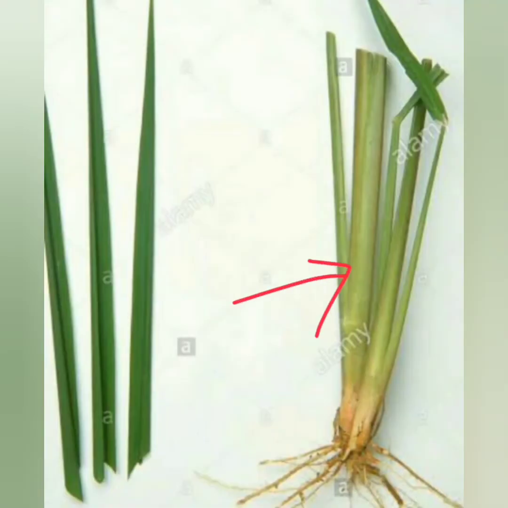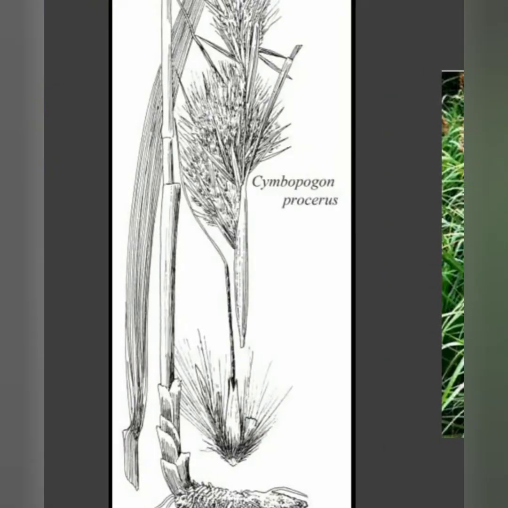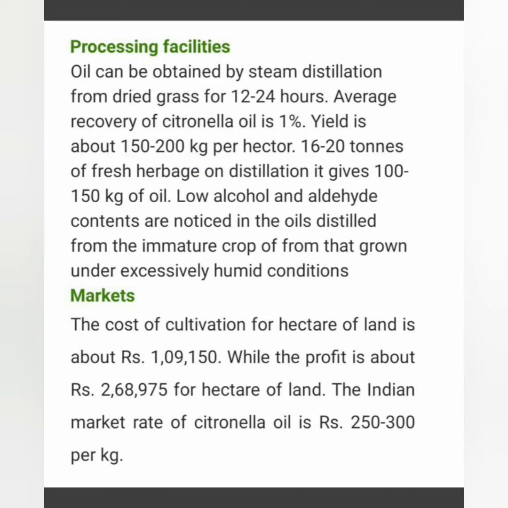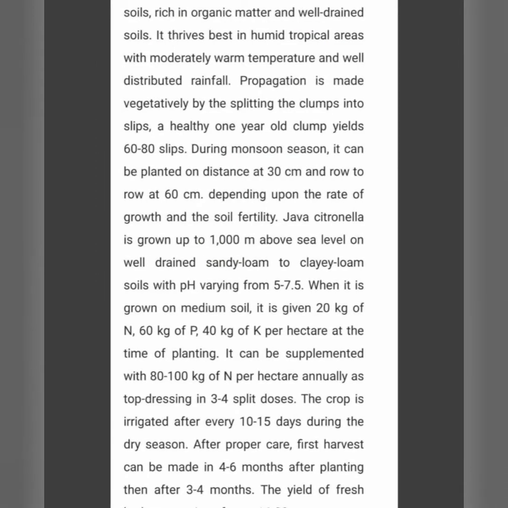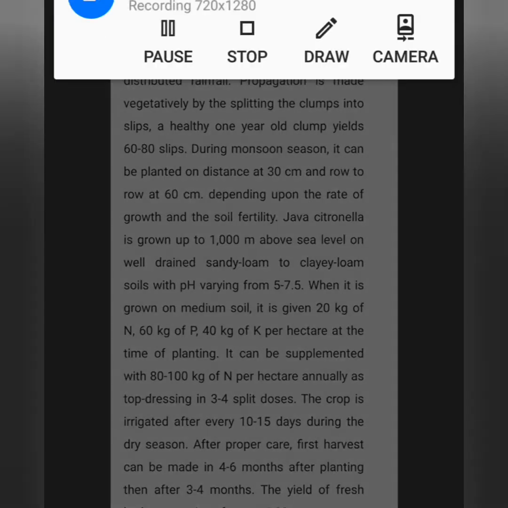So they are propagated by using these slips, and sometimes through the seeds. Here the propagation is done during the monsoon season. It can be planted at a distance of 30 centimeters, with row to row at 60 centimeters, depending upon the rate of growth as well as the fertility of the soil. So you can see different species.